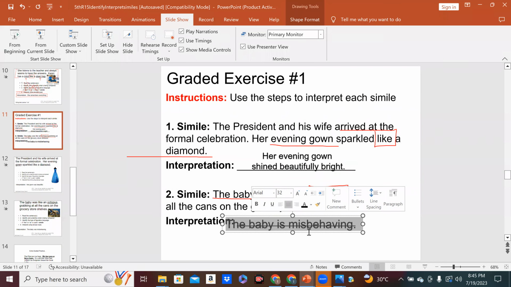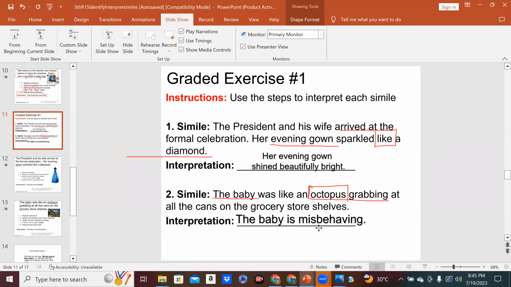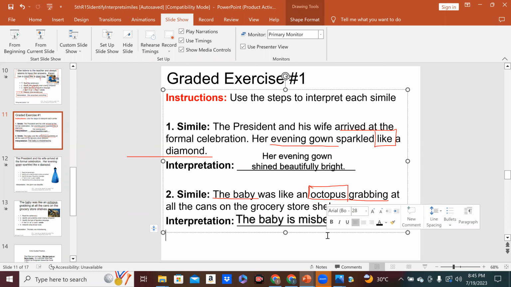I think I might need more work on this because what I interpret is so off from that. I interpret the baby touches everything he sees. Yes, because he's grabbing at all the cans like an octopus. Obviously, it's going to be chaotic. So you think that's what the parents want to happen? Obviously not. So I could say the baby is being rude then. Yes, you can say the baby is being rude. All right, so the baby is misbehaving is the interpretation.